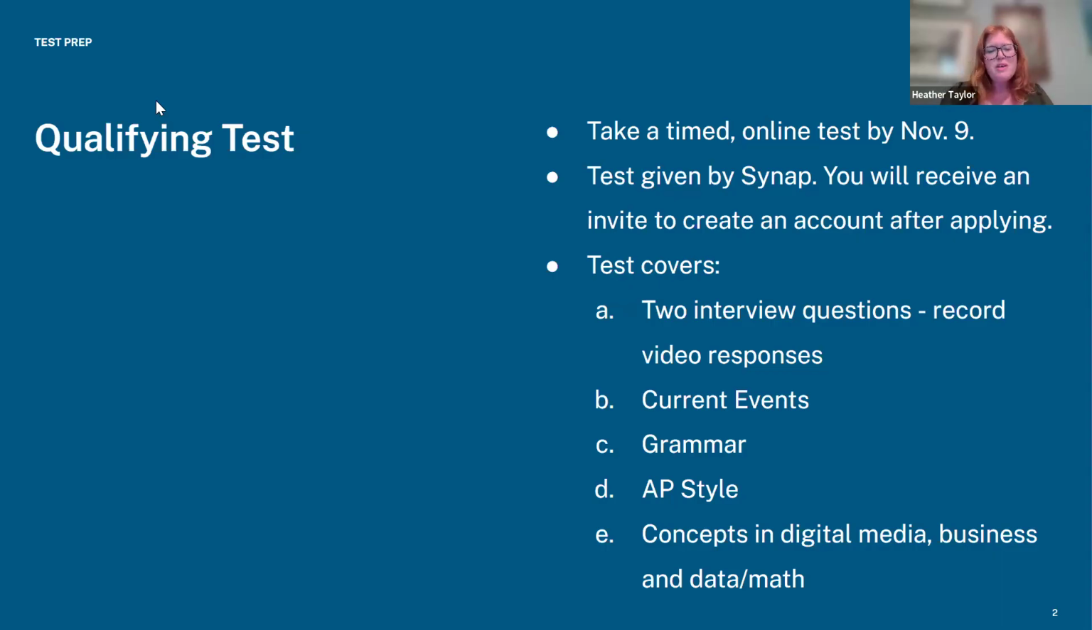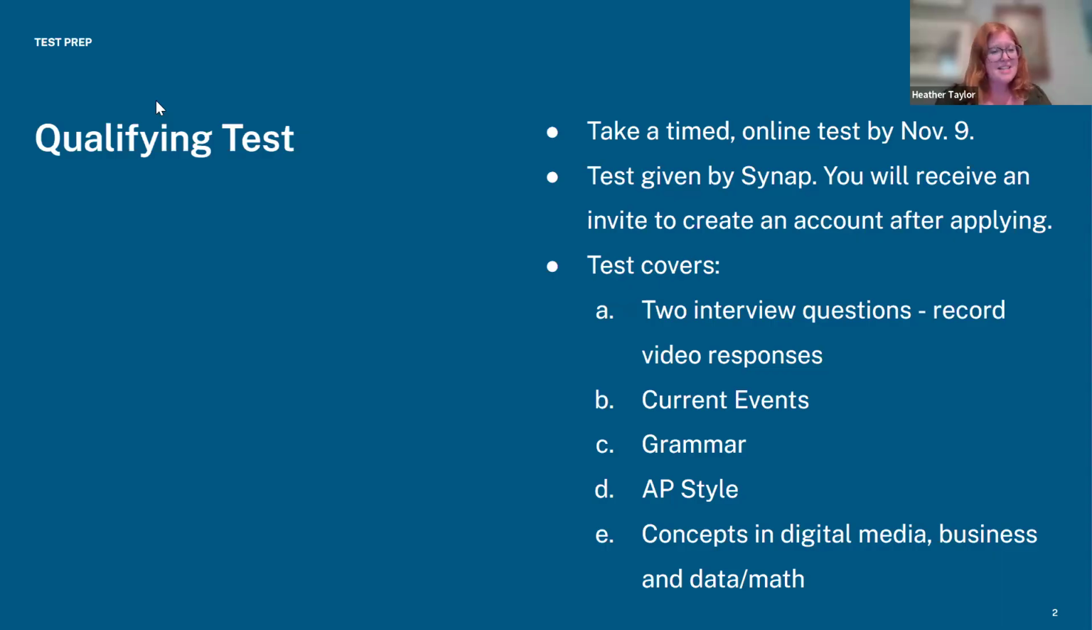It's not automated. So if you apply over the weekend, you will not get the link till Monday when we're back at work. So the test covers two interview questions that you're going to give your answer on video. These are not scored, but these are probably the most important questions you're going to answer because we do look at this a lot. These are like interview questions about yourself. So we really want to get to know you about your interest in journalism and see what makes you spark.